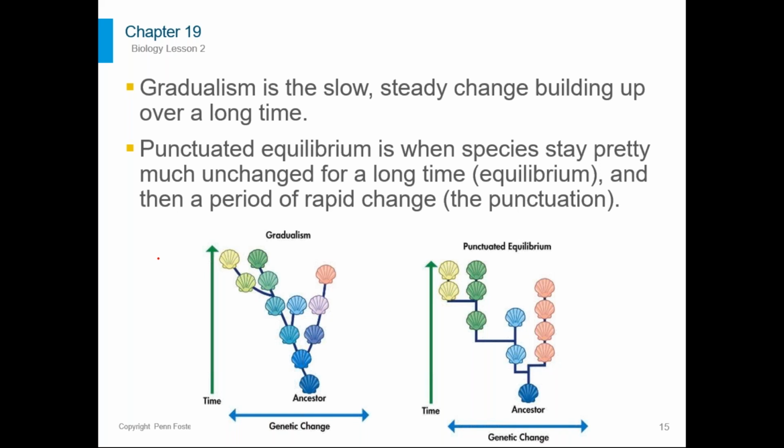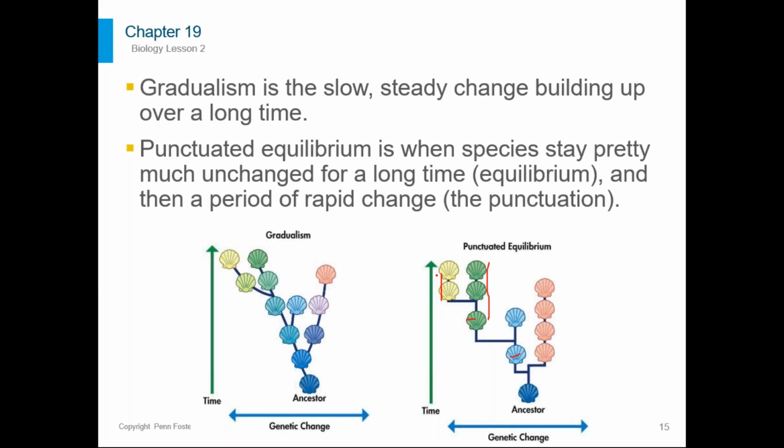The other version is punctuated equilibrium, where species can stay pretty much unchanged for a long time and then have a period of rapid change. So the diagram shows it again with the colors, and instead of having those in-between steps, we just kind of jump. We go right from blue to green, and then there's no changes. So these generations stay exactly the same. And then green branches off and it's yellow, and there's no in-between phase, it's just sudden changes.